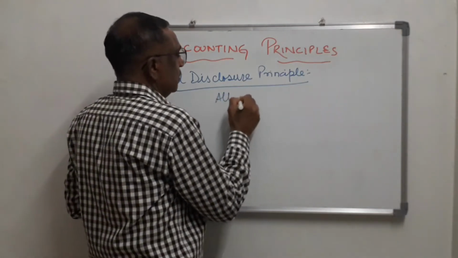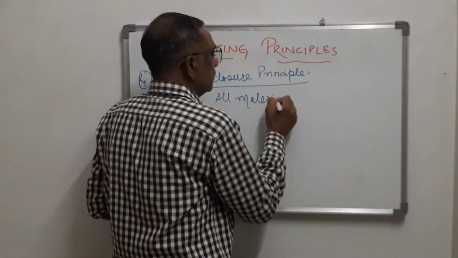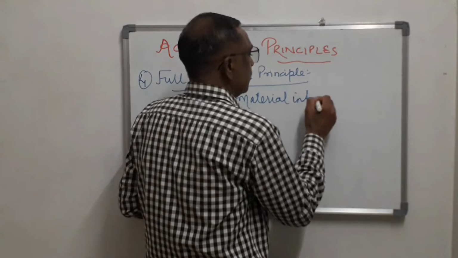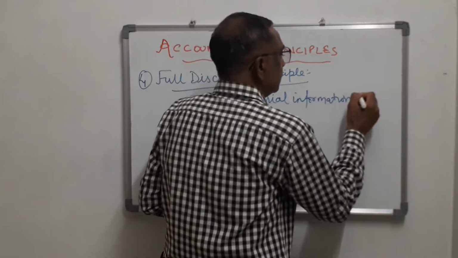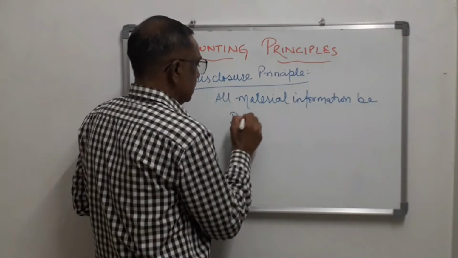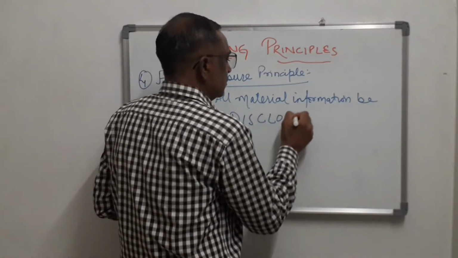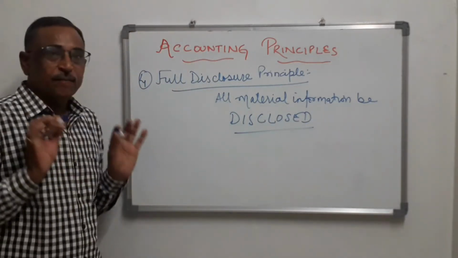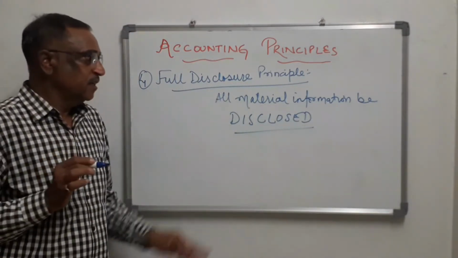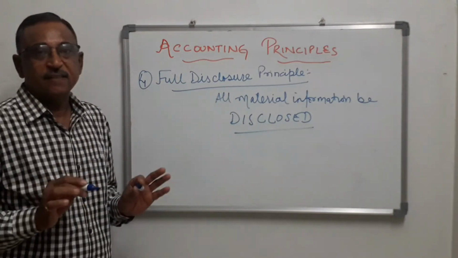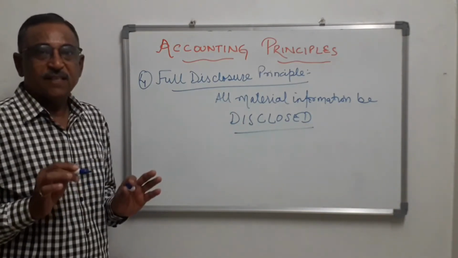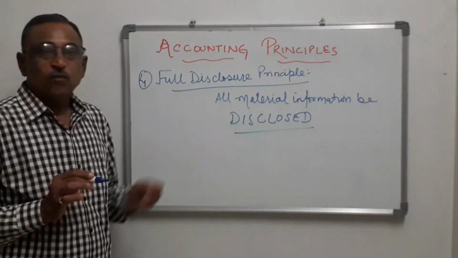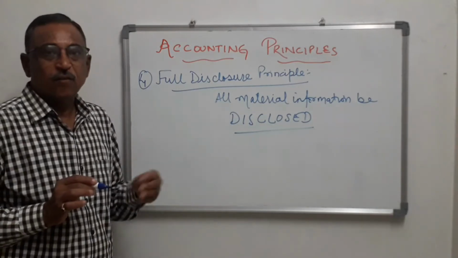Clear? So we can sum up: all material information be disclosed. Okay, clear? Simple. All the material, that is significant, information should be disclosed. They should not hide any information that can help anyone to take a decision as to go for it or not to go for it.